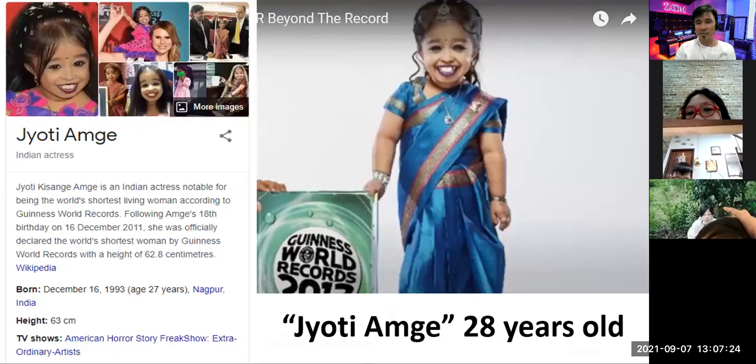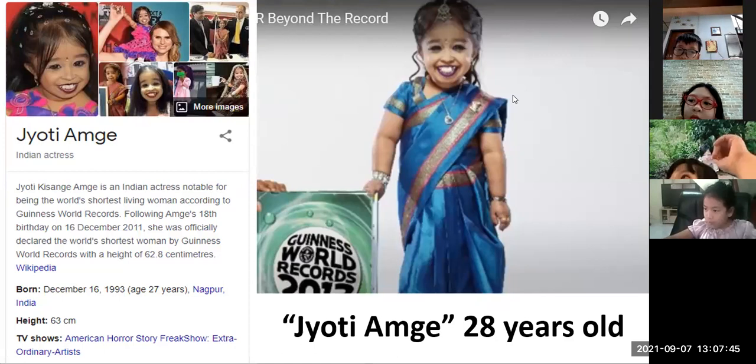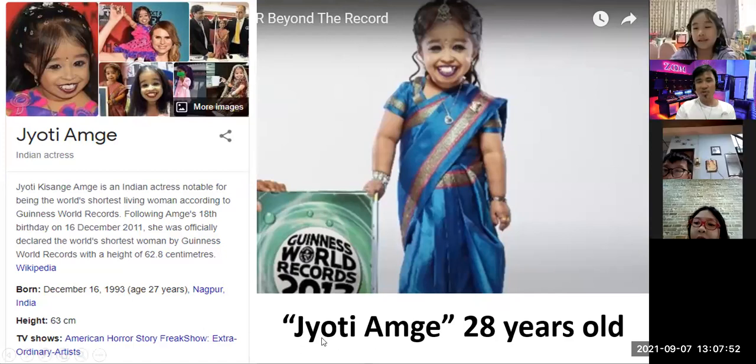Who is the shortest woman in the world? The shortest woman in the world is Jada. Can you tell us? Or Yipon, who is the shortest woman in the world? Here's the name. You can see the name here. What's her name? Her name is Jyoti, and Jyoti is 28 years old.